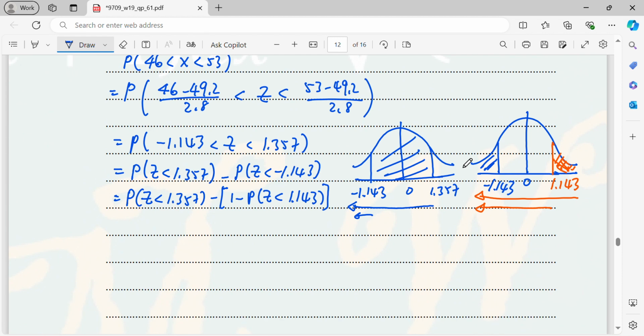So with this, you can just read the table. That is going to be 0.9126 minus (1 minus 0.8735). Then I will be getting 0.7861, and rounding to 3 significant figures, that is going to be 0.786. So that's the solution of this question.